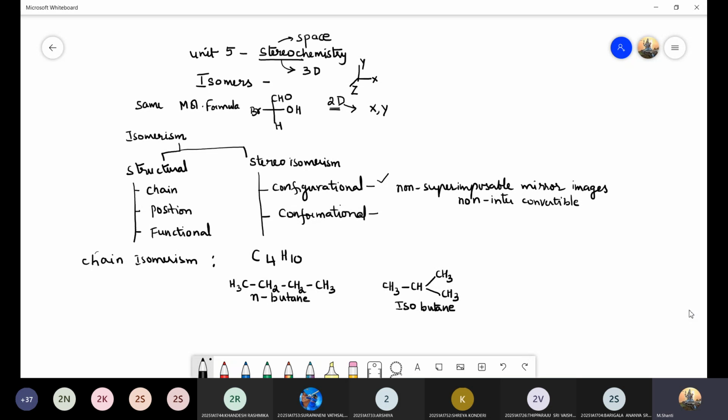I'll give you one other molecular formula. You try it out and we'll figure out how many chain isomers are possible for this molecular formula. C5H10. Can you see? I have written C5H10.